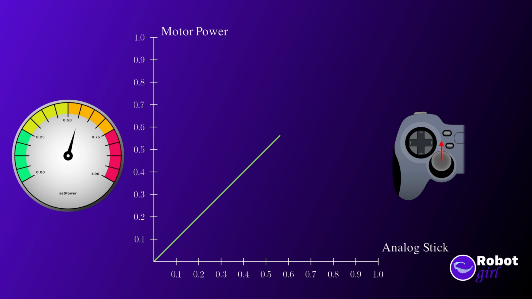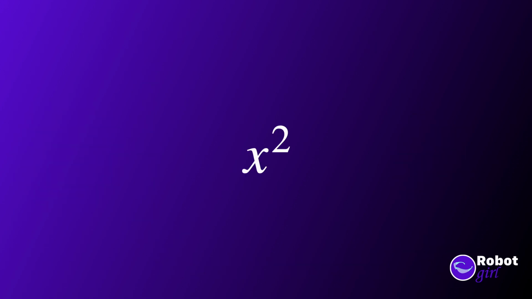At half power, they spin at half power, etc. But you might have noticed that it can be difficult to make small, careful movements at low speed. This is because there's not much distance the joystick can travel before it starts going fast. A solution to this is to square your inputs.